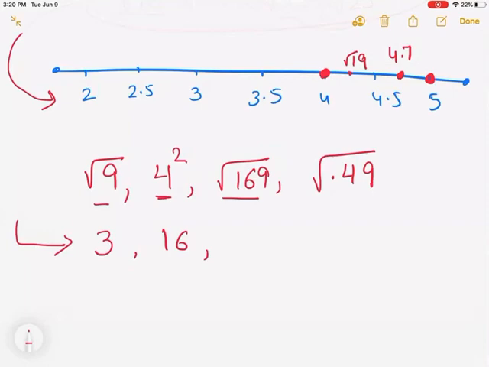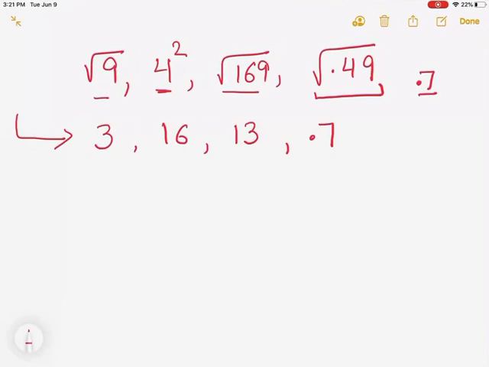Square root of 169 is a rational number. It's 13. Now 0.49 is something tricky. I know 7 is the square root of 49. Since there's a decimal, let's put a decimal there. If I take the square root of this number, it's going to be 0.7. Now, since these are just normal numbers, I'm going to do a comparison. 0.7 comes first, 0.7 is less than 3, 3 is less than 13, 13 is less than 16.